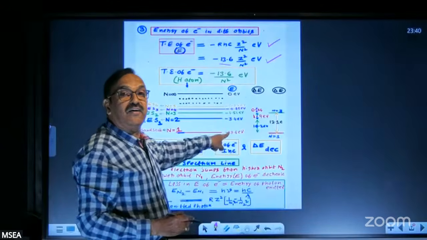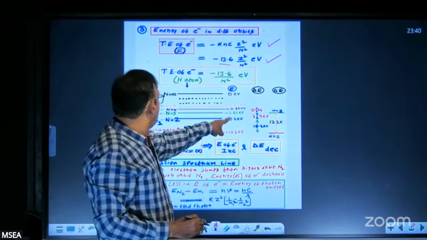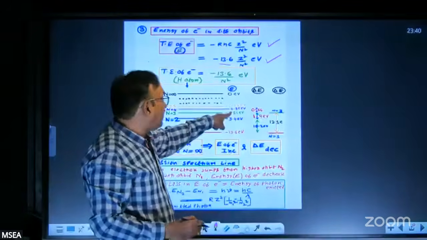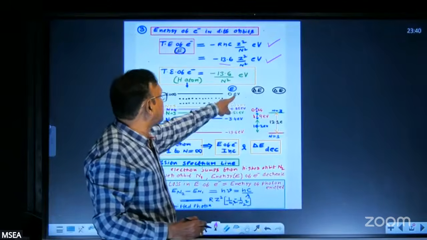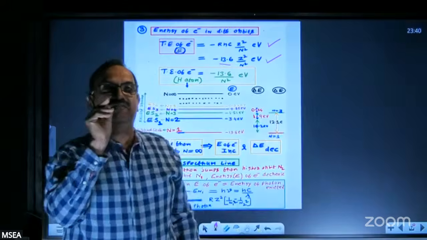In the ground state, minus 13.6 eV. The orbit number 2, minus 3.4, minus 1.51, minus 0.85 in the fourth state, and so on. You have to remember it. You have to memorize these things a little bit.